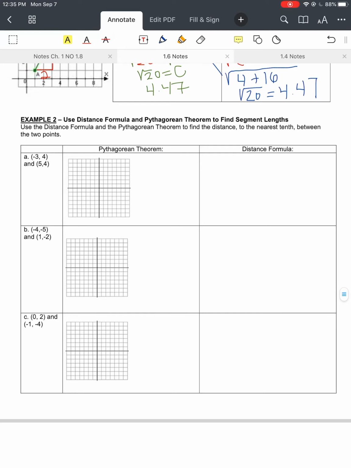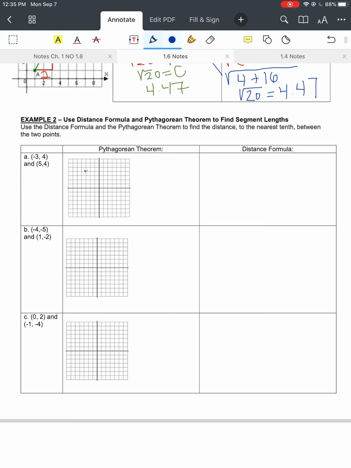So let's do another one. So here, example 2, letter A. They want me to graph the point negative 3, 4. So I'm going to go left 3, and it's going to be really hard to do on my iPad, but I'll try my best. And then up 4.